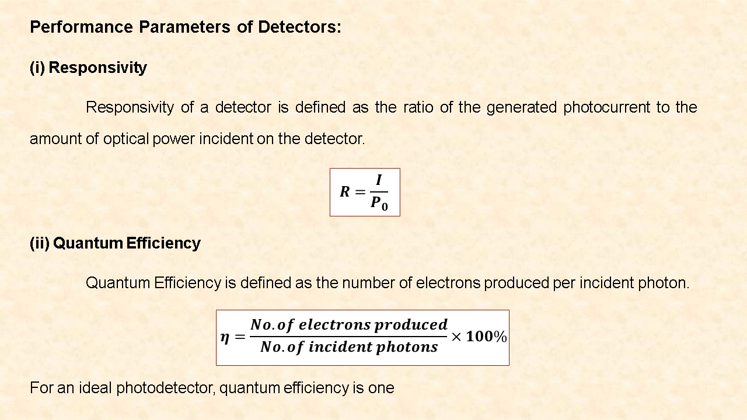The next performance parameter is quantum efficiency. This quantum efficiency is defined as the number of electrons produced per incident photon. It is denoted by eta and it is given by eta is equal to number of electrons produced divided by number of incident photons into 100%. For an ideal photodetector, this quantum efficiency is unity.